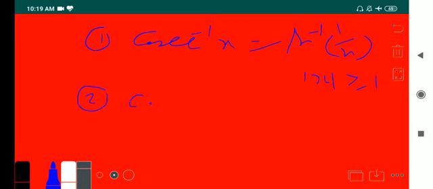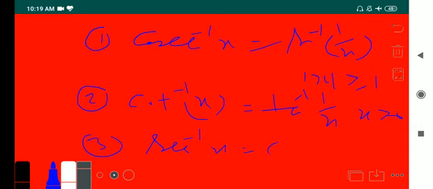So in case of cot inverse x equal to tan inverse 1 by x, this is true when x greater than 0, and we say sec inverse x equal to cos inverse 1 by x when mod x is greater than equal to 1. These are very important properties.